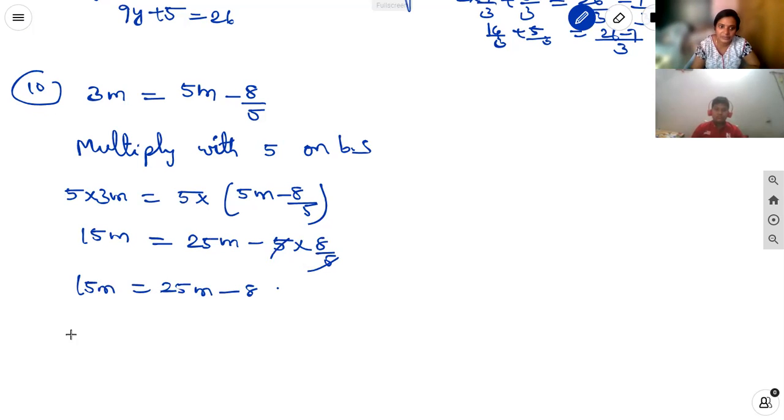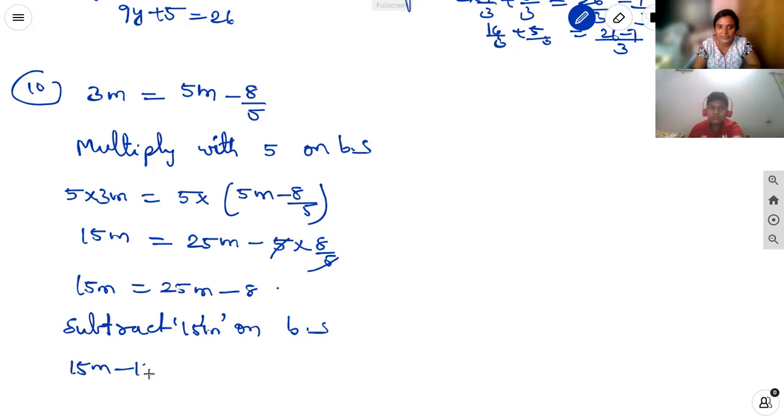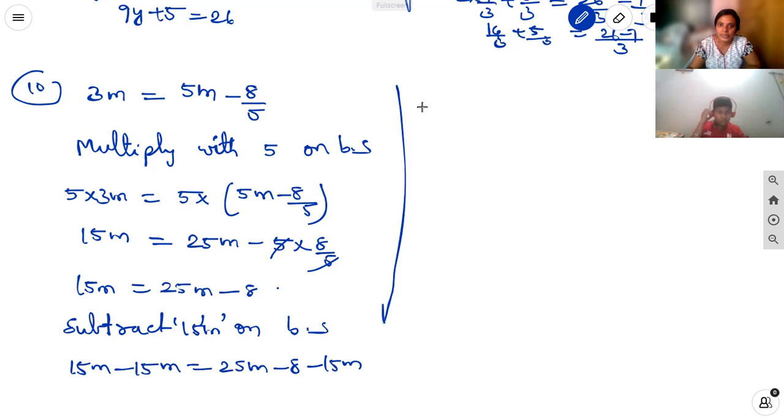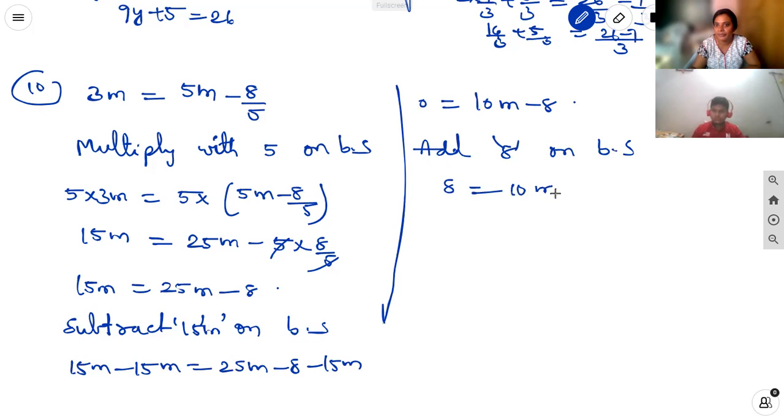Subtract 15m on both sides. So 15m - 15m = 25m - 8 - 15m. 0 = 10m - 8. Add 8 on both sides. 8 = 10m. Divide by 10 on both sides.